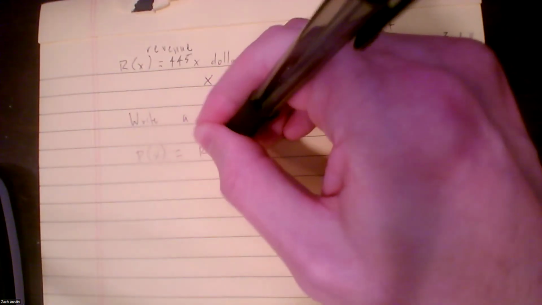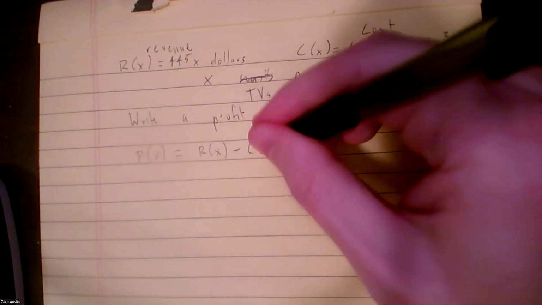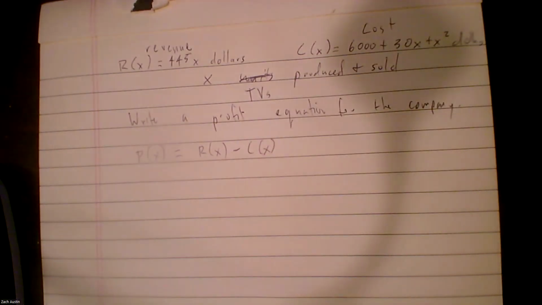I'm going to call my profit equation P of X, and we calculate P of X by taking our revenue, the amount of money we bring in, and subtracting off our cost equation, which is our C of X. So the amount in minus the amount out is how we calculate the profit. So let's do that with our equations here.